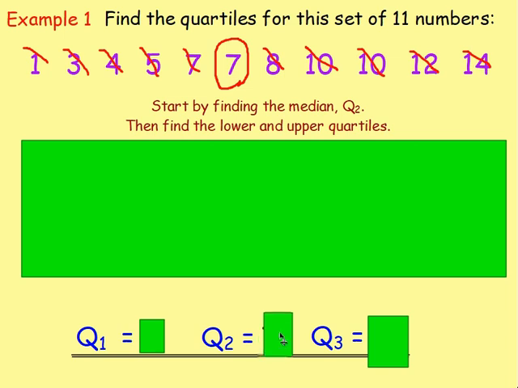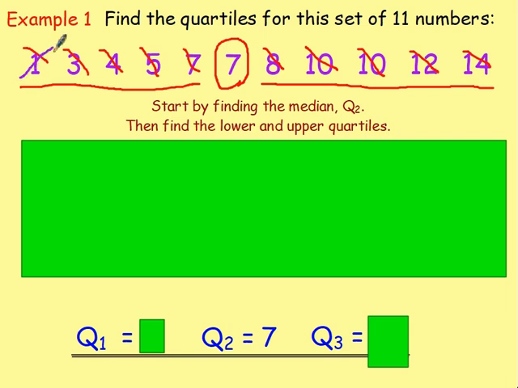It is Q2, brilliant. So, Q2 is going to be 7. What we've done then is, well, we've got these 5 numbers over here on the left. And we've got these 5 numbers on the right. Because of that, we are now looking just at these 5 numbers, and we want to find the middle of these 5 numbers. So, we're crossing off 1 from the left and 1 from the right.